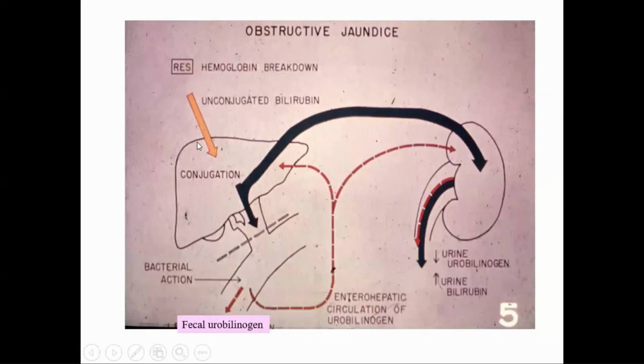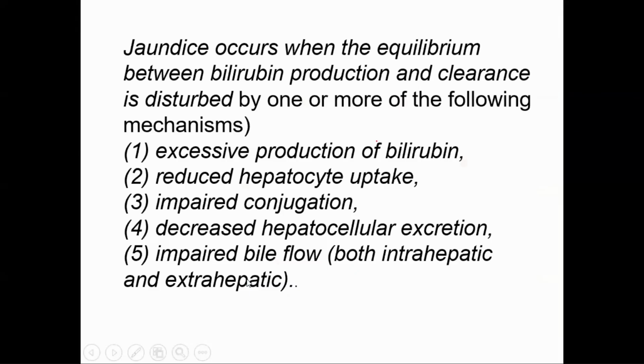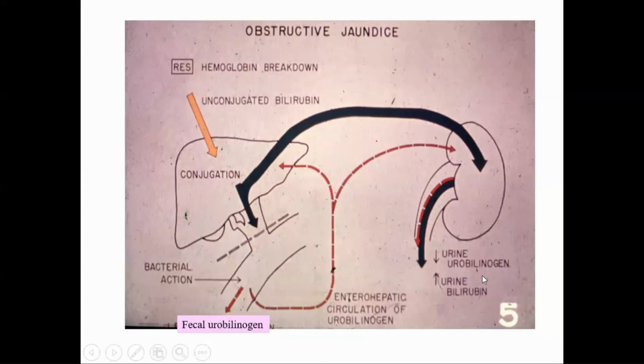And in obstructive jaundice, see this, here there is obstruction of the bile duct. So no bile enters the intestine. So there is no conversion to fecal urobilin. So fecal urobilin will be absent. Urine urobilin will be decreased. Fecal urobilinogen will be decreased.